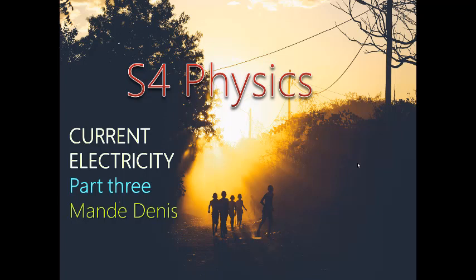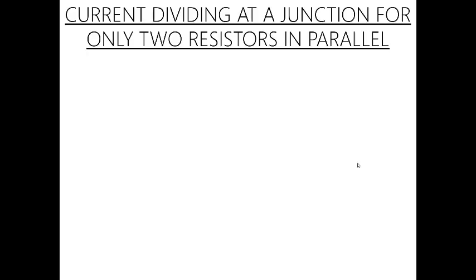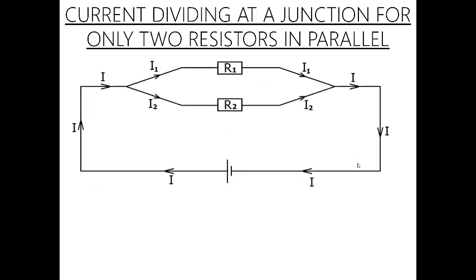Let's dive into the third part. Now here we want to see the expressions that we can use to get the currents that divide at certain junctions. So let us look at this case where we have current I dividing or splitting into I1 and I2. Which formula can we use to get I1 and I2? Now the formulae are very simple.